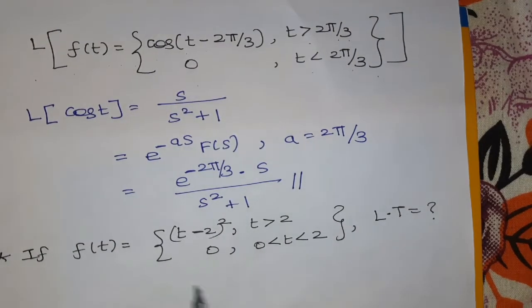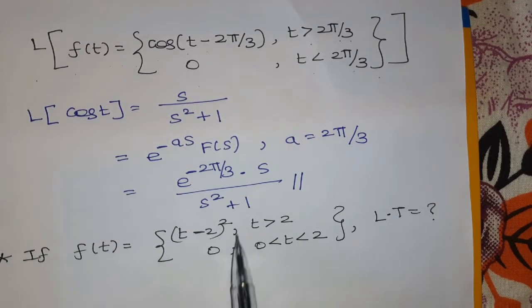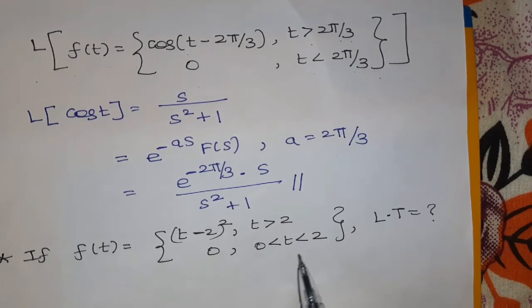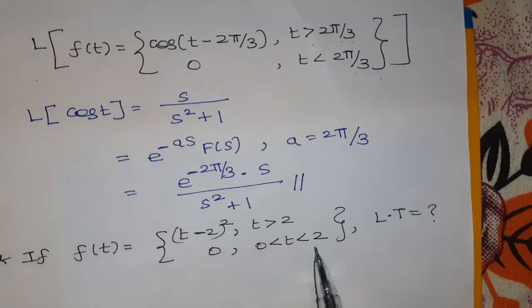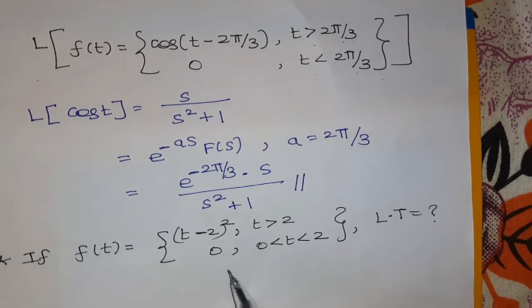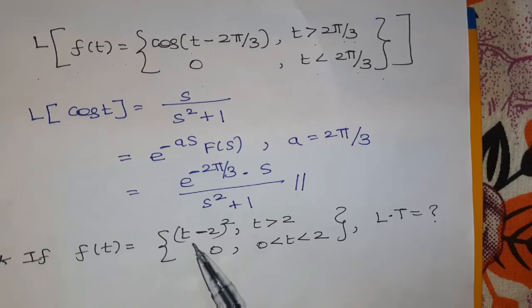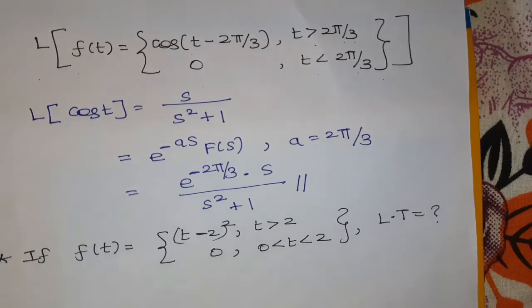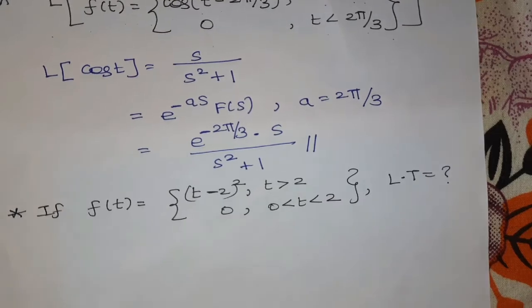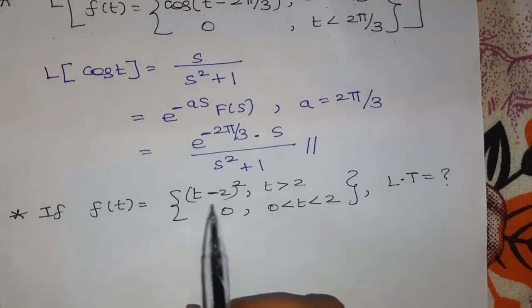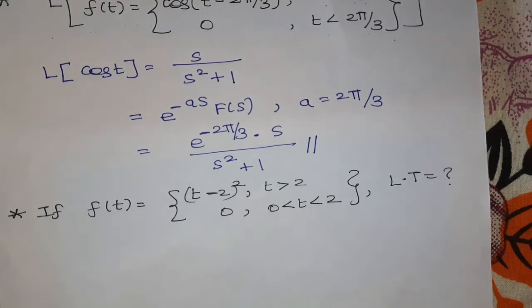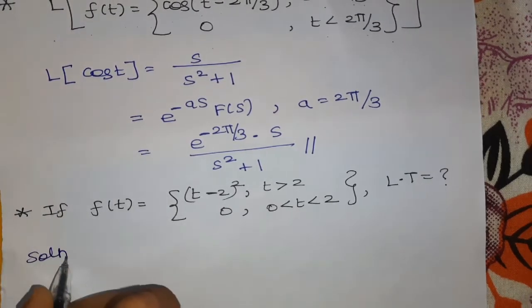If f of t is equal to (t minus 2) the whole squared for t greater than 2, and 0 for t less than 2. In between 0 to 2 the function will be 0, and (t minus 2) the whole square for t greater than 2. We have to find the Laplace transform for this function using the shifting property, because some delay is given in (t minus 2) the whole square. So let's see how to solve this problem.